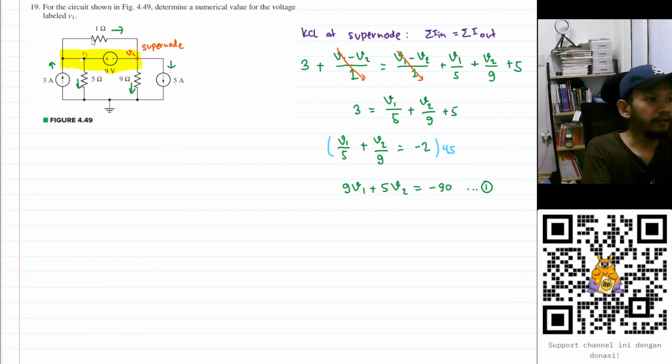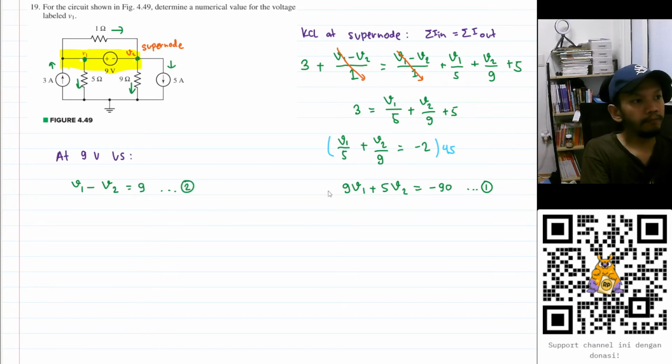How can we get that? Let's look at the 9-volt voltage source. Remember that the difference between this node and this node is always 9. So I will use that fact. At the 9-volt voltage source, I will have V1 minus V2, and V1 minus V2 always equals 9. Let's have that as equation number 2.